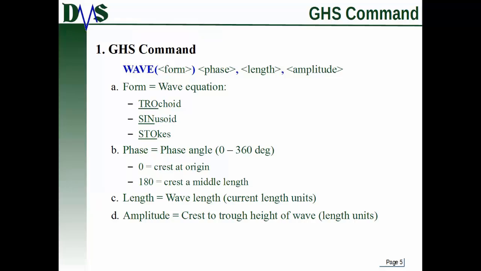And speaking of wavelength, that is now the next parameter that you put in, and that's in whatever the current length units are. And then finally, you have the wave amplitude. Now, this is actually the crest to trough height. So some of the more specific people would actually say this is the wave height, not actually amplitude. And again, that height is specified in whatever your current length units are.